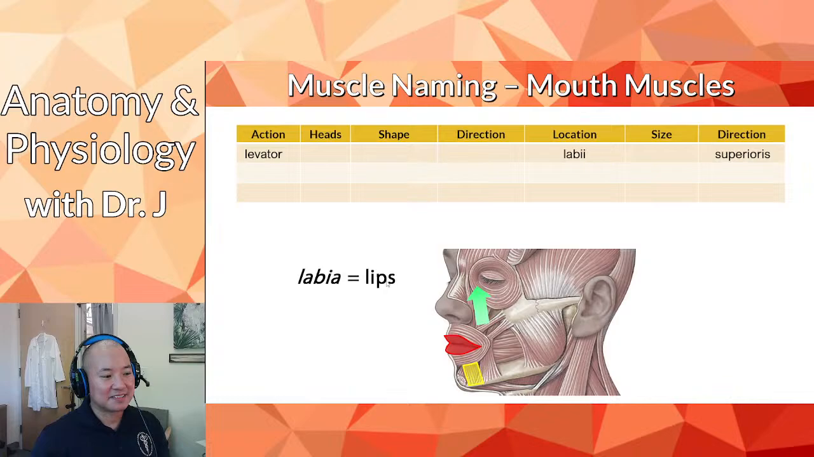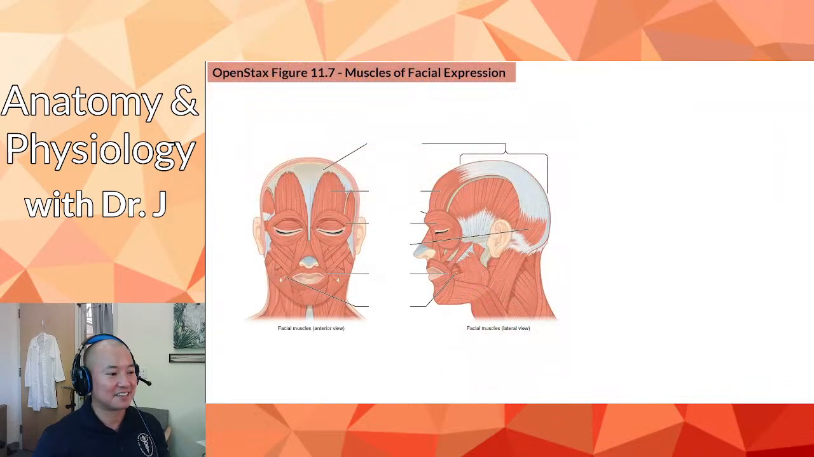Now back to the opposite roles. Here's another muscle, and here it's going toward the lips as well. So it'll have labii, but it's below the lips, and it pulls down on the lips. This would be the depressor labii inferioris. So that's the opposite role in general.